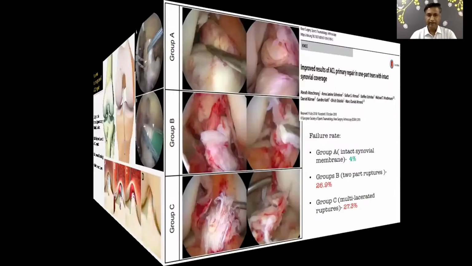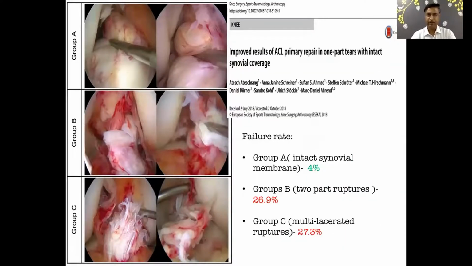Again, the same group of authors have shown that whenever these tears have an intact synovium, they have an excellent outcome. And the tears which are multifragmentary and tethered, even if they are avulsed, have a guarded outcome. They have even done research where they transposed the fat pad present over the PCL after repairing, to enhance the biological healing.